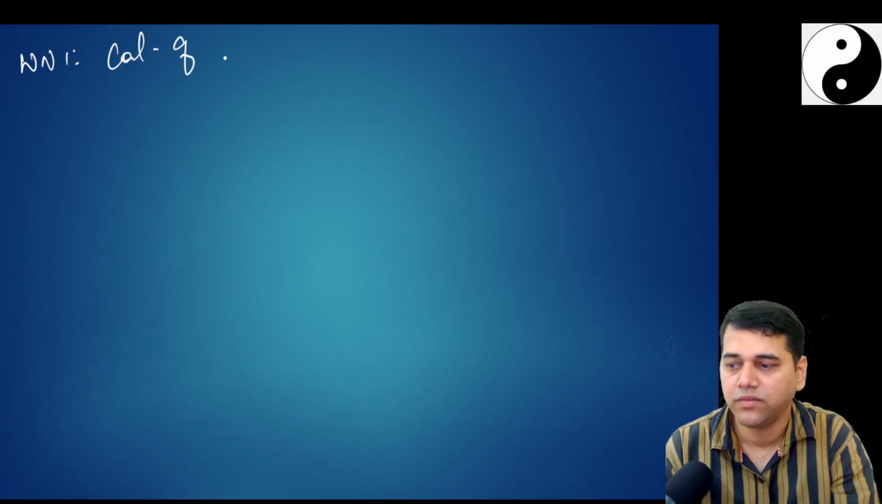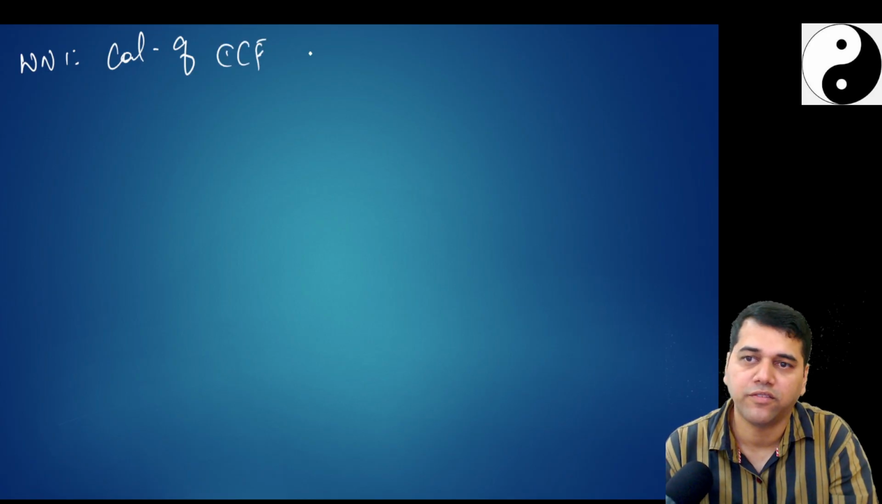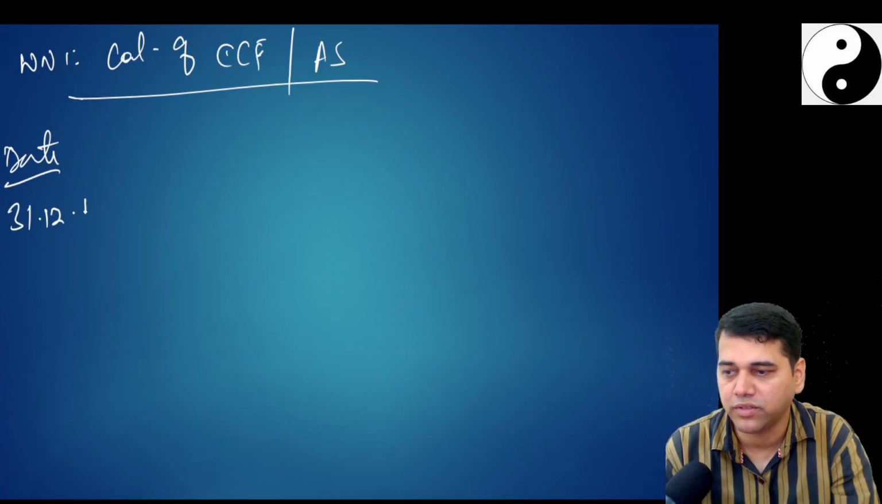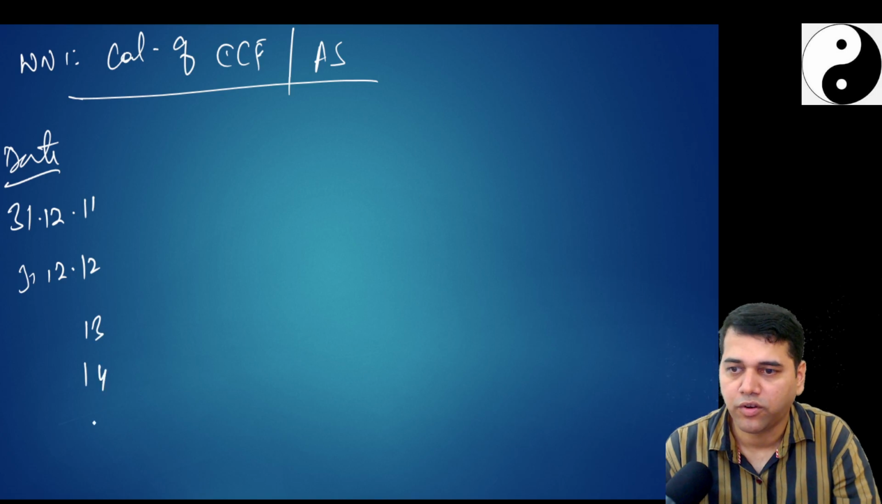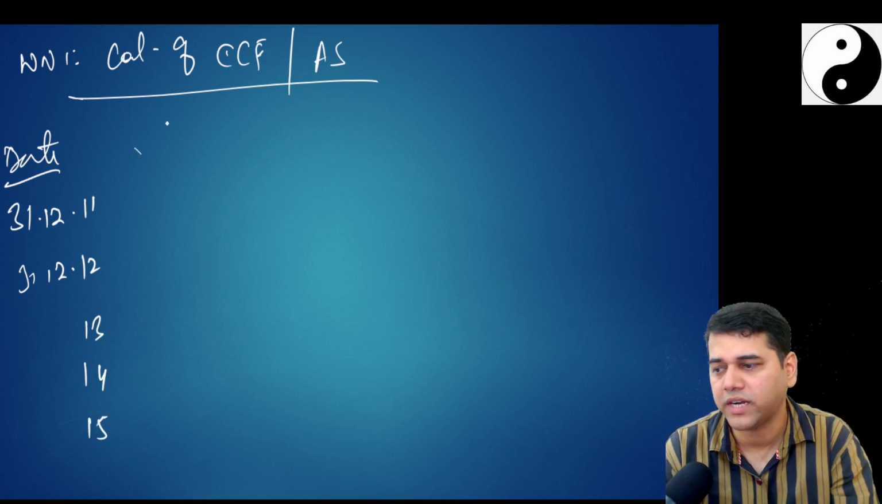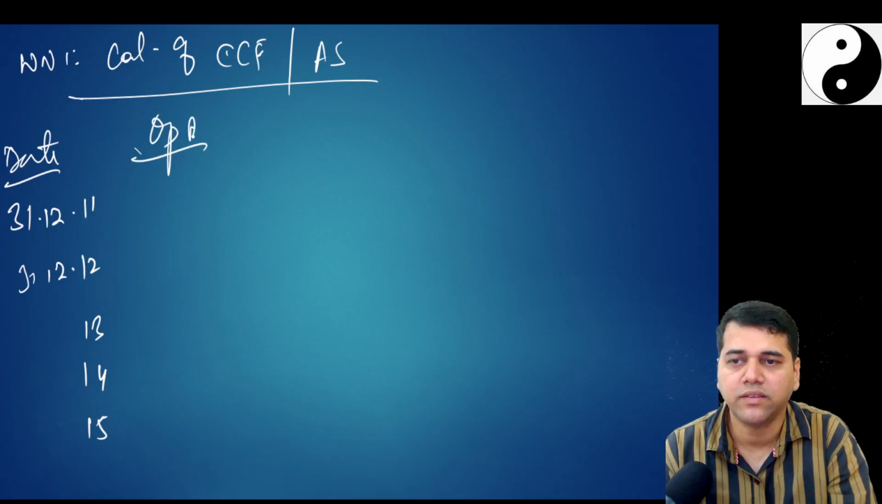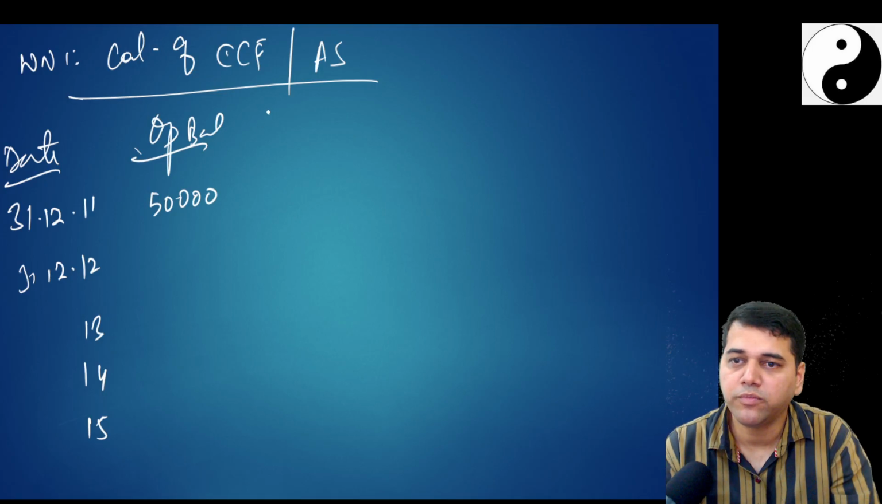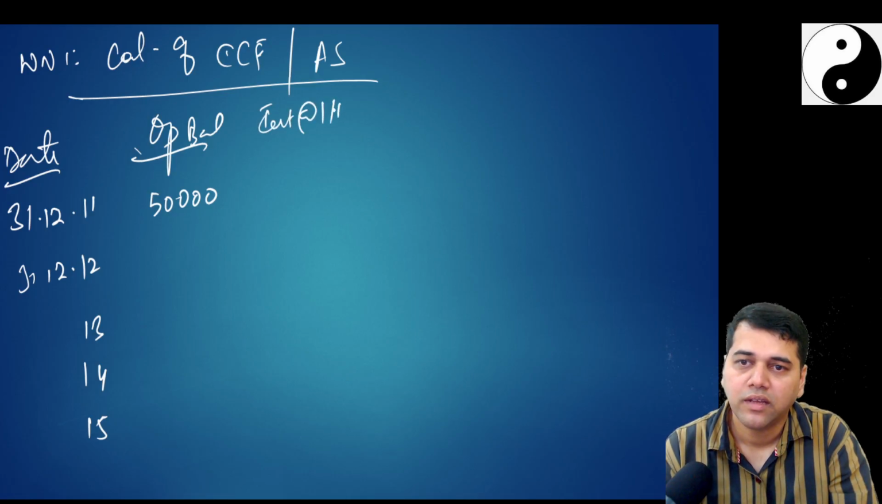Calculation of contractual cash flow and amortization schedule. I will write here the date. The date will start from 31st December 2011, then 31st December 12, 13, 14, 15. This is as per my original contract. What was my opening balance? Was there any transaction cost? No. So what will my interest be? 11%.